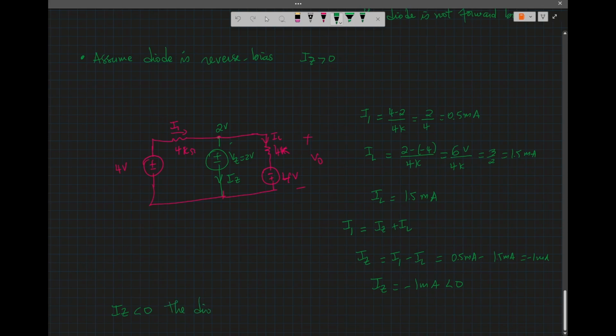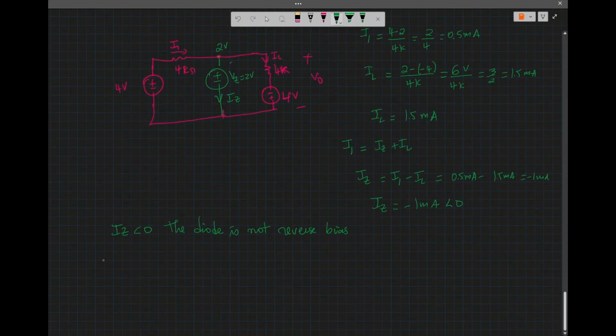That's what I mean. The diode is not reverse bias. So I mean the diode is off. That's the only state left. So then the diode is then off.